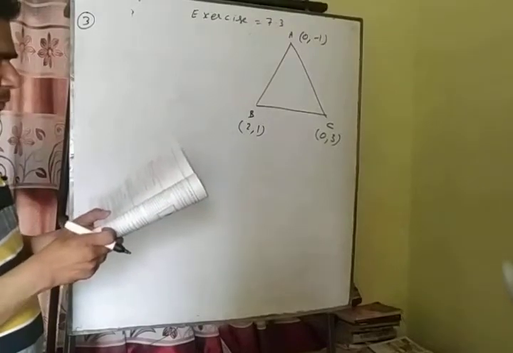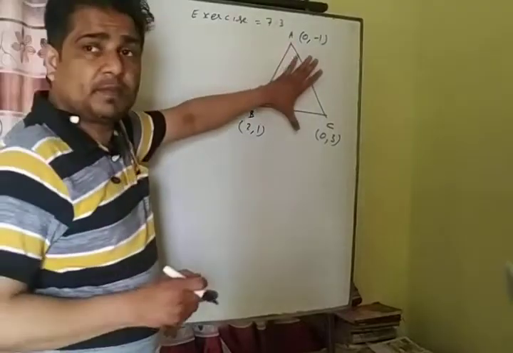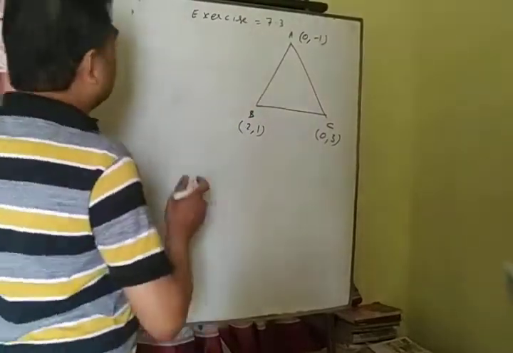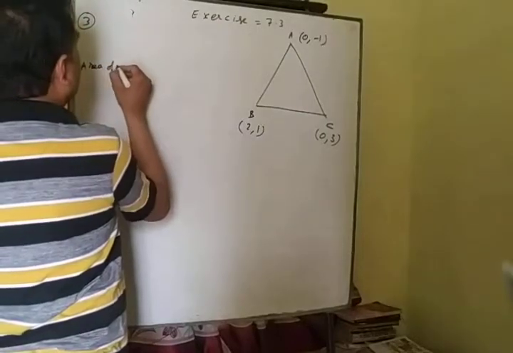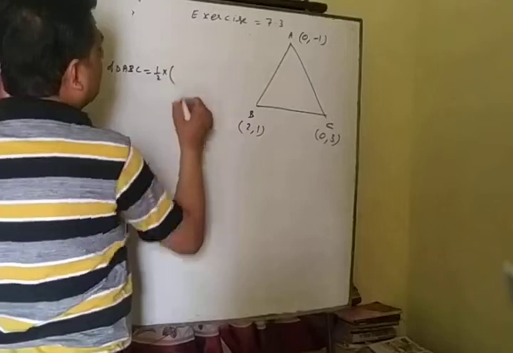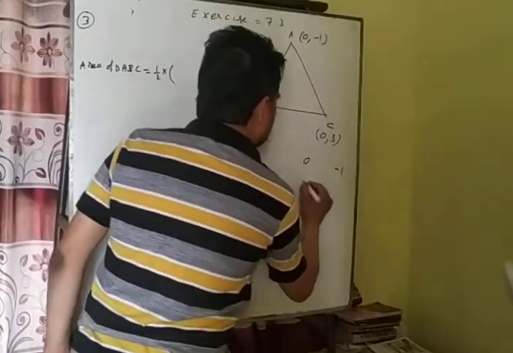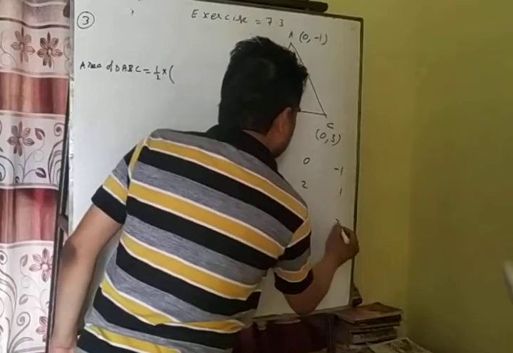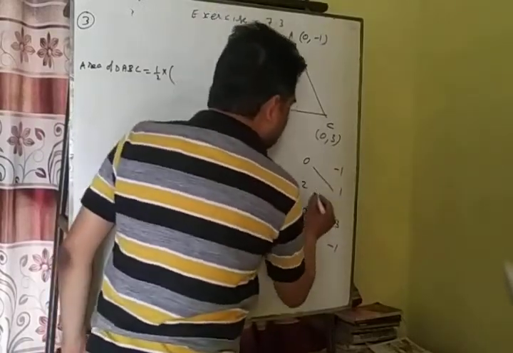Find the ratio of the area of the given triangles. Firstly, we find the area of this triangle. Area of triangle ABC is 1/2 into: 0, -1, 2, 1, 0, 3. This side again 0, -1. This side multiply.